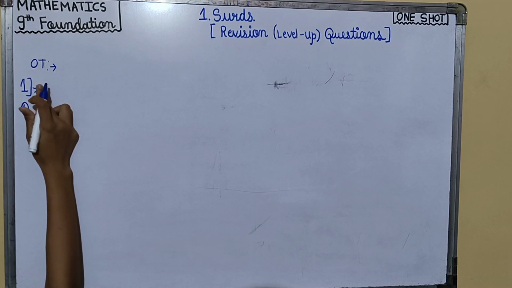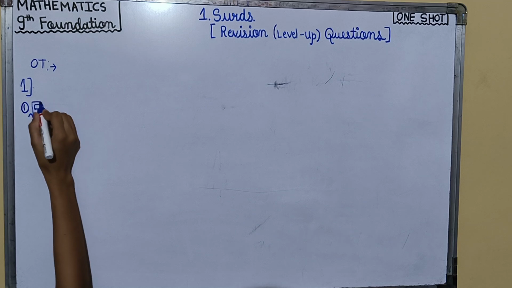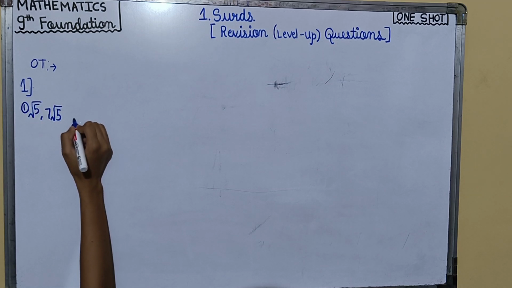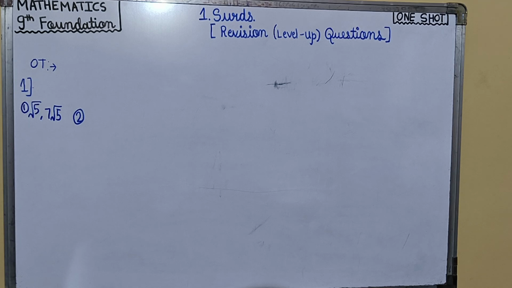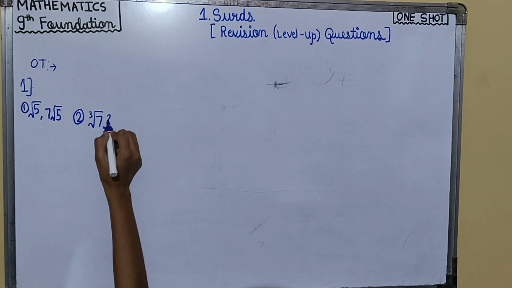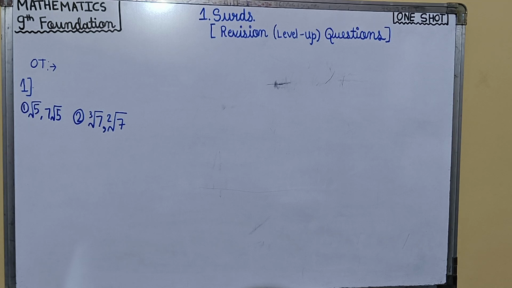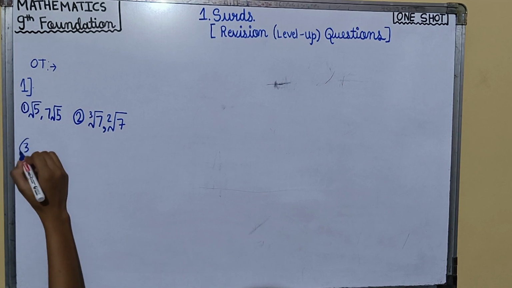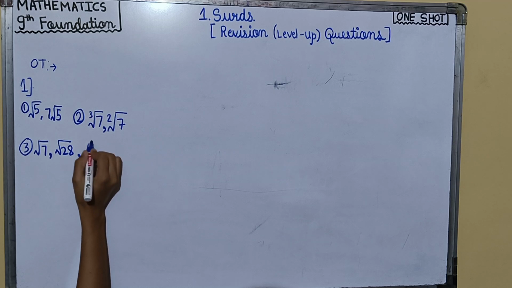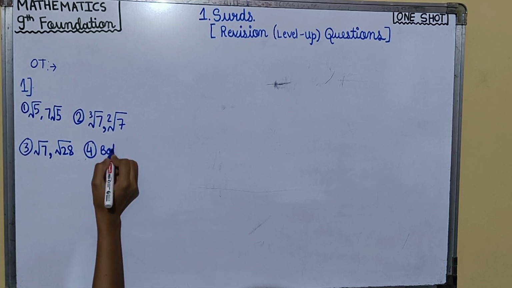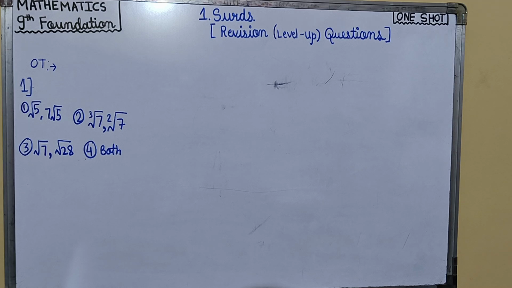Option number 1 is root 5 comma 7 root 5. Option number 2 is cubic root of 7 and root 7, 2 root 7. Third option is root 7 comma root 28. And option number 4 is both 1 and 3.